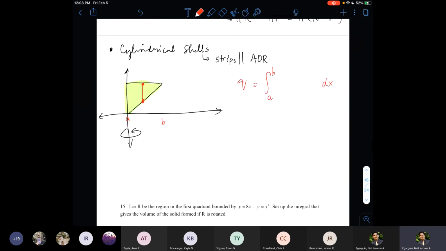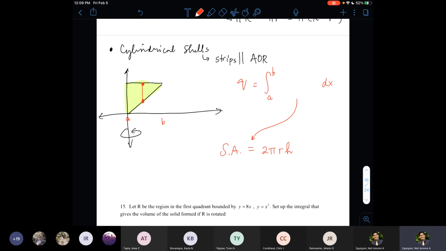The integrand should be the area. But we are using cylinders, so what we'll use would be the surface area of a cylinder. And I'll tell you later why it is a surface area. But remember, the formula for the surface area of a cylinder is 2 pi radius times height. So we need to determine two things here: the radius and the height of those cylindrical shells. It would be helpful if you can draw the cylindrical shells or how they look like.